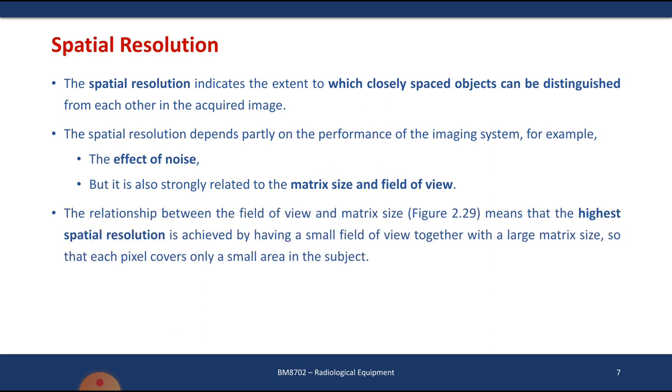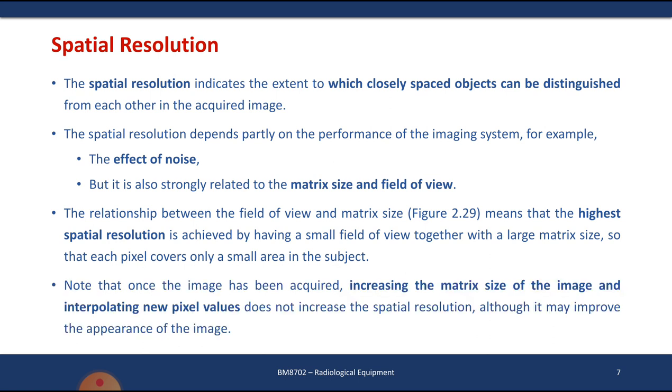I'll explain it in great detail in the next picture. In the figure, you have the highest spatial resolution only when you have certain conditions. We'll discuss that in the next slide. Basically, increasing the matrix size and interpolating new pixel values does not increase the spatial resolution, but it can improve the appearance of the image. When you add more values to your image, it doesn't increase the spatial resolution. That is one thing we should always remember.